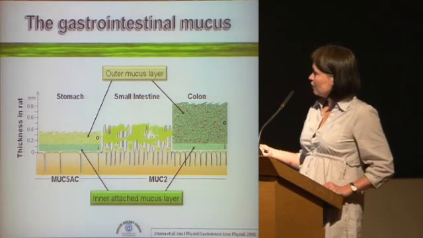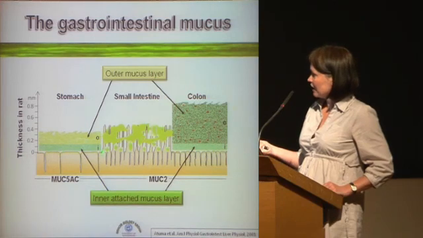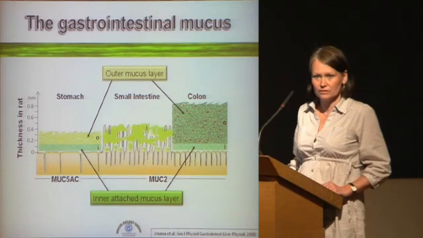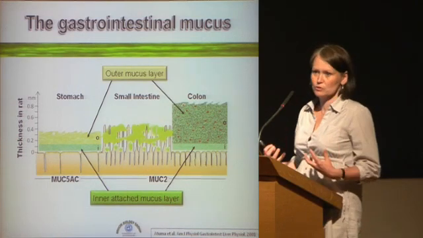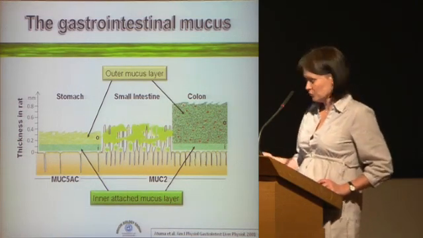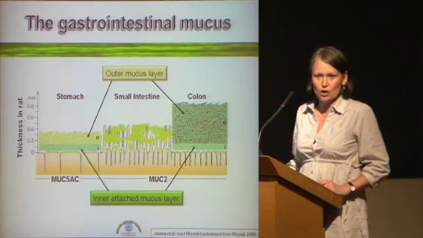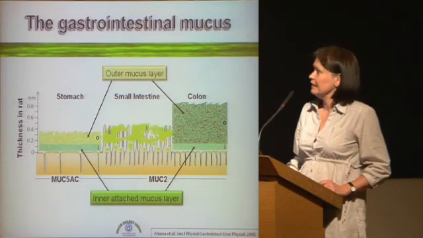If we go further along the gastrointestinal tract, we come to the small intestine. The demands in the small intestine are completely different. Here we need to be able to absorb nutrients during digestion, and we need the luminal material to be in somewhat of contact with the epithelium.